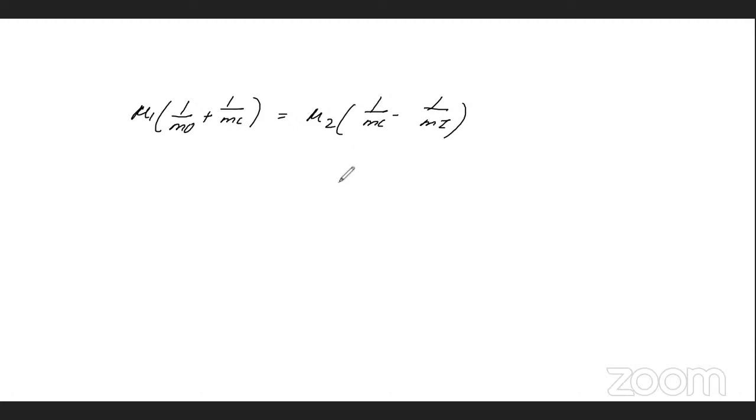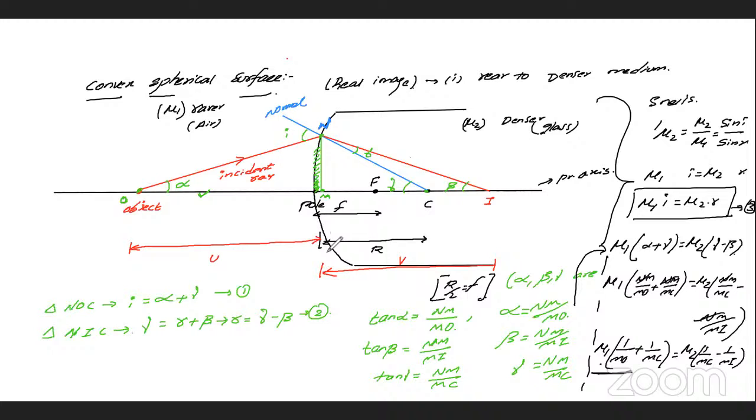Now in this final relation, we are going to discuss the sign conventions. Can you tell me, sign conventions are either negative or positive? Which terms are negative? U is negative. V is positive, and F is also positive. R is also positive. Yes, I'm going to substitute here.